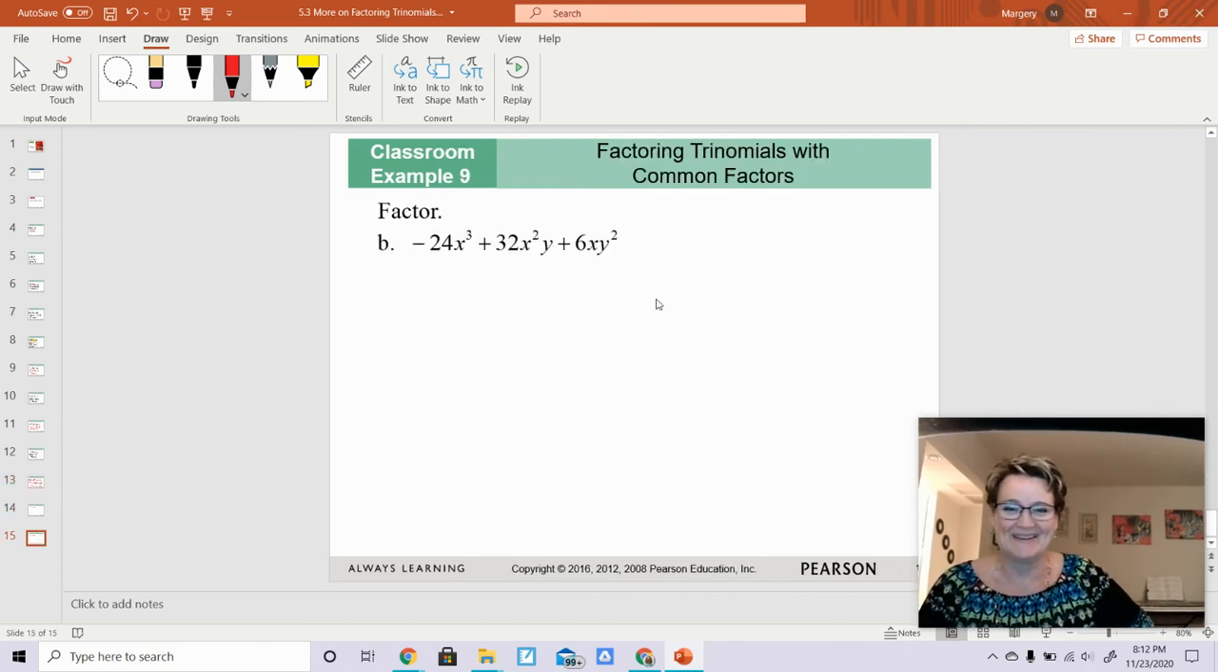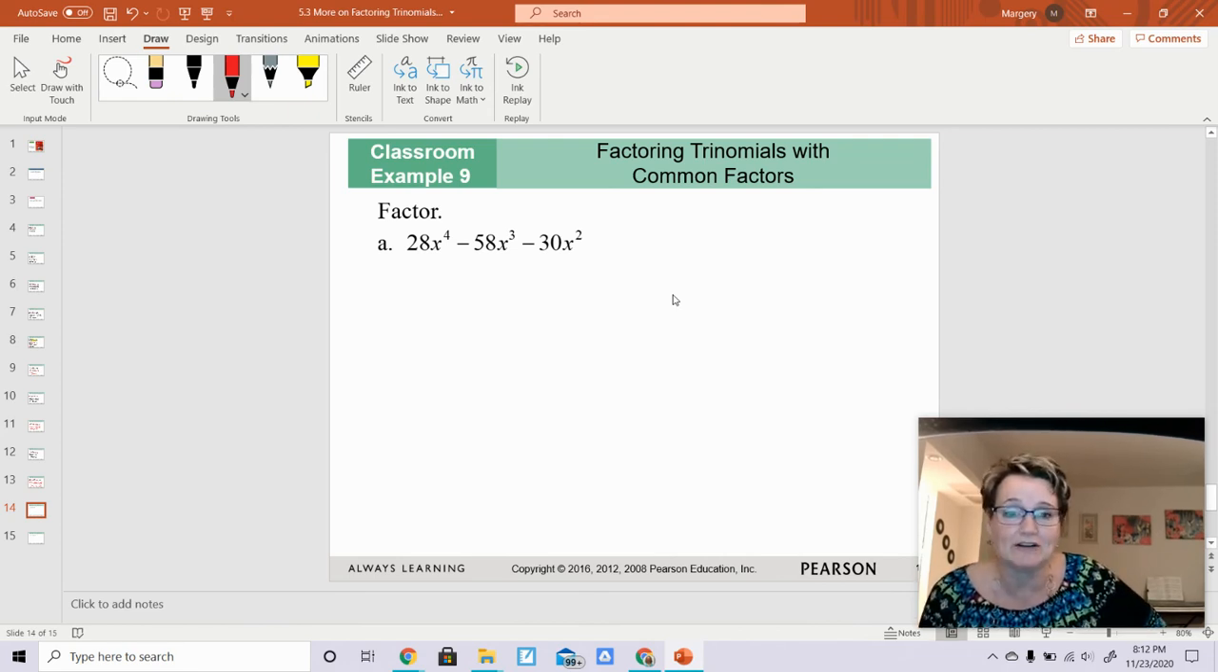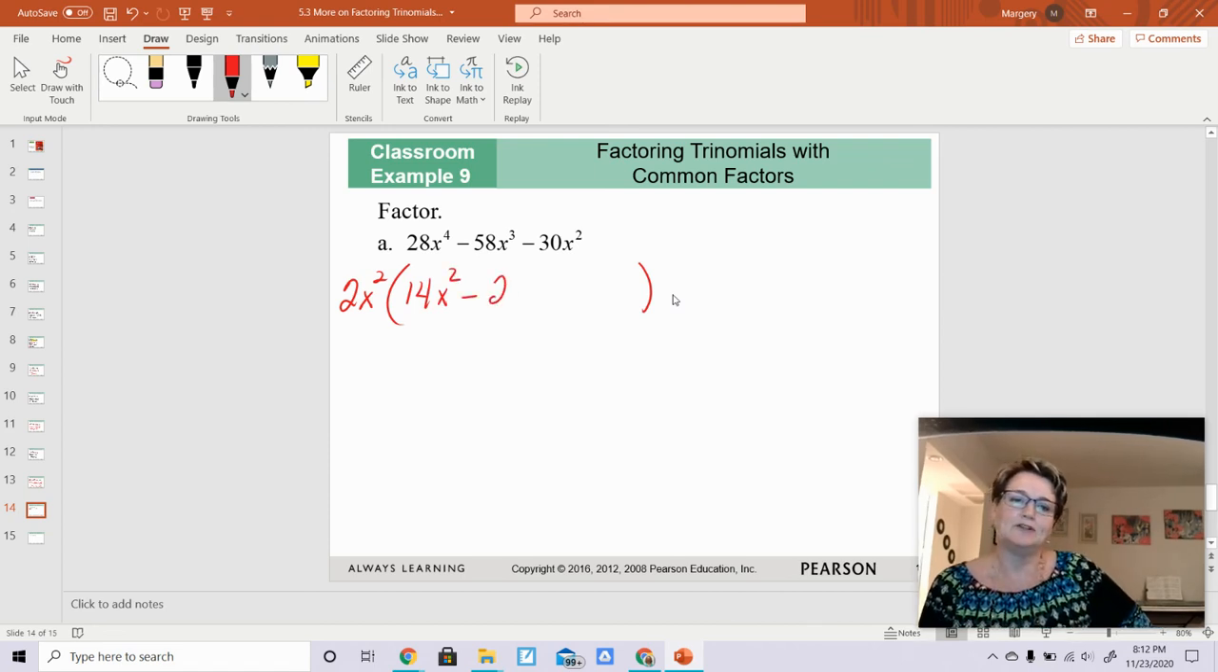All right, let's keep it going. Only a couple more to go. This one here, I can tell right now that they all share a 2. That's all they share, a 2 and an x squared. So I'm going to take that out right now. So that's going to be 14x squared minus 29x minus 15. All right, they don't share anything else, right?